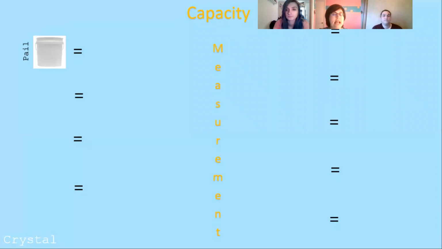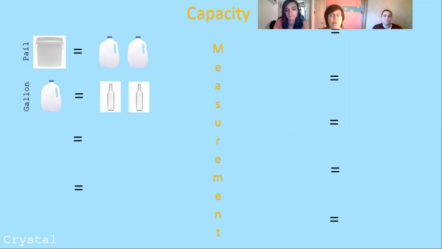1 pail is equal to 2 gallons. And when we think gallon, we think of milk, right? So that's why we're looking at a gallon of milk. And then, so what about a gallon? What goes into a gallon? Well, 1 gallon is equivalent to 2 bottles. Okay, so from there we have 1 bottle. What goes into a bottle? Well, 2 quarts goes into 1 bottle.